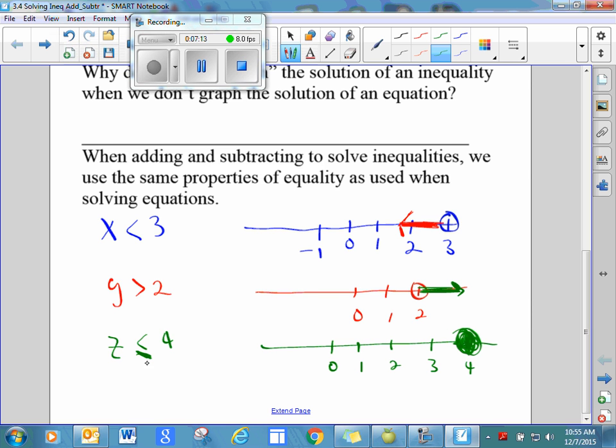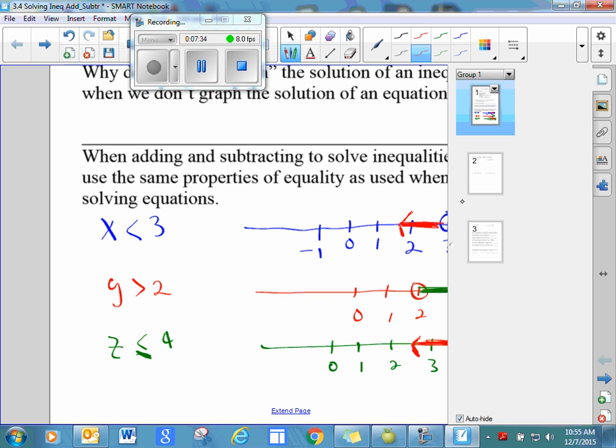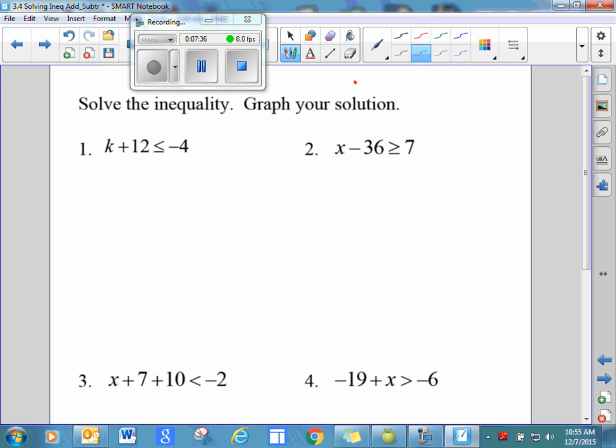But in this case, it says z is less than or equal to 4. So yes, 4 works. And we want all the numbers that are smaller or equal to, so again, we shade it in this way. And you can look at that fourth example, all the numbers that are greater than or equal to 2, and they graph it. So when we start solving our inequalities, we are going to solve it, but we're also going to graph it. So that's what I'm going to ask you guys to do as well. Here's example number 1.